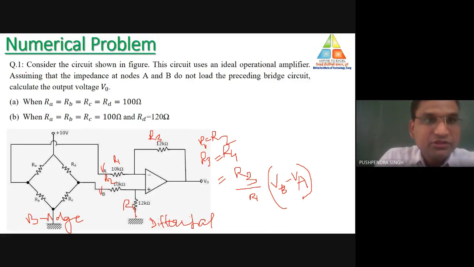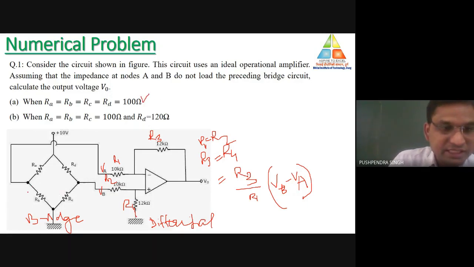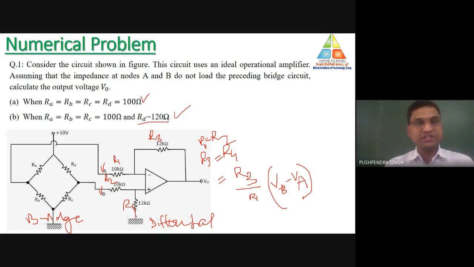What is the question? Consider the circuit shown in the figure. The circuit uses an ideal operational amplifier, assuming that the impedances at nodes A and B do not load the preceding bridge circuit. Calculate the output voltage V0. The first condition is RA, RB, RC and RD equal to 100 ohm. All the resistances are the same. If the bridge is balanced, on that condition we need to calculate the value of output. And in the second condition, the bridge is unbalanced, because one of the resistance values is changed. So for these two conditions, we need to calculate the value of output.